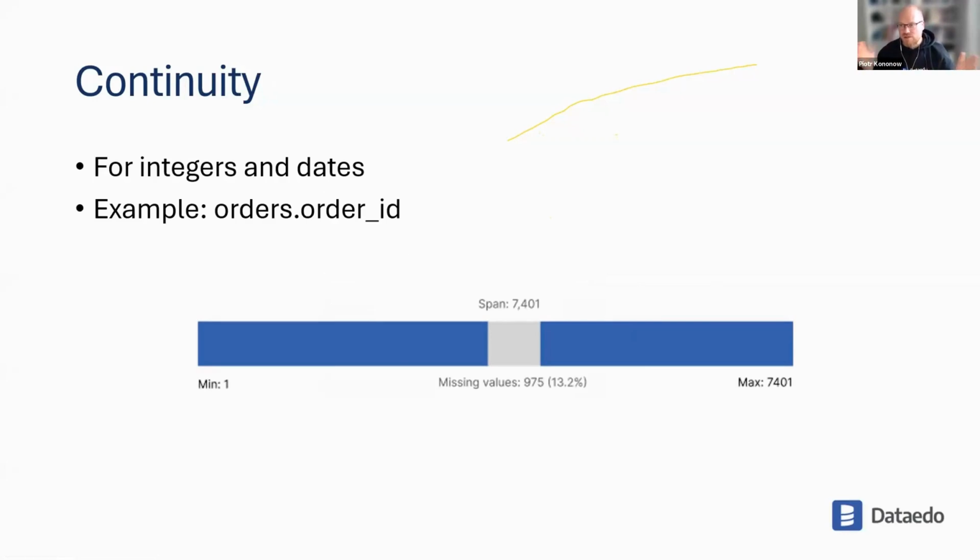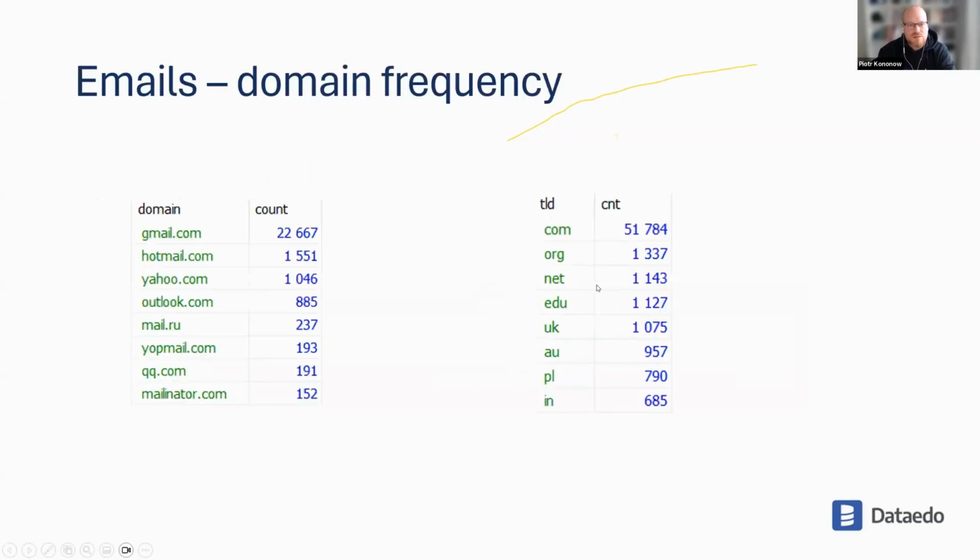So for an ID column, for instance, or for a date, I would like to see, are there any gaps? There was an invoice ID, and I assumed that all the invoice IDs are used, but then I did this analytic and I saw, okay, there are 900 missing values, something I should look into. Another interesting thing I don't see right away from the data set.